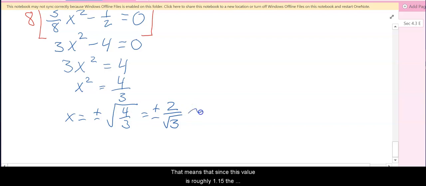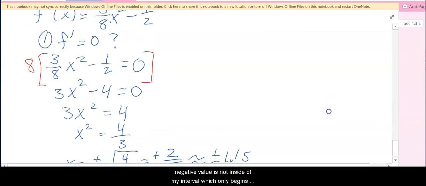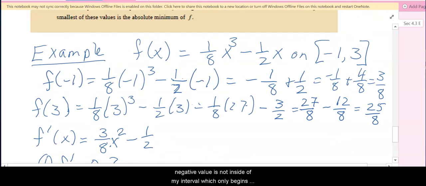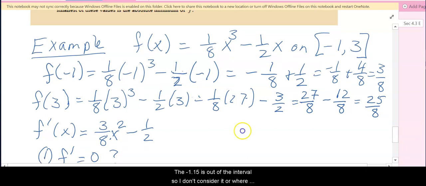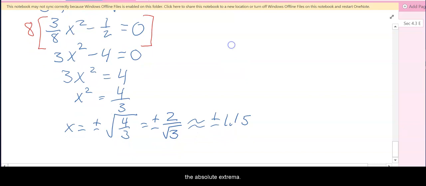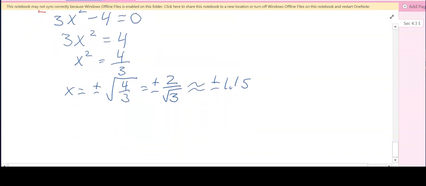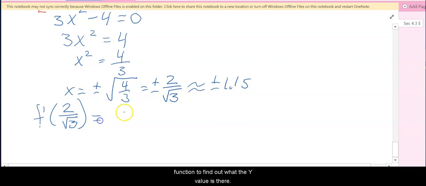That means that since this value is roughly 1.15, the negative value is not inside of my interval, which only begins at -1 and goes to 3. The negative 1.15 is out of the interval, so I don't consider it for where the absolute extrema could occur. I can look at 2 divided by the square root of 3, so I will consider that value and plug in that value into the original function to find out what the y value is there.